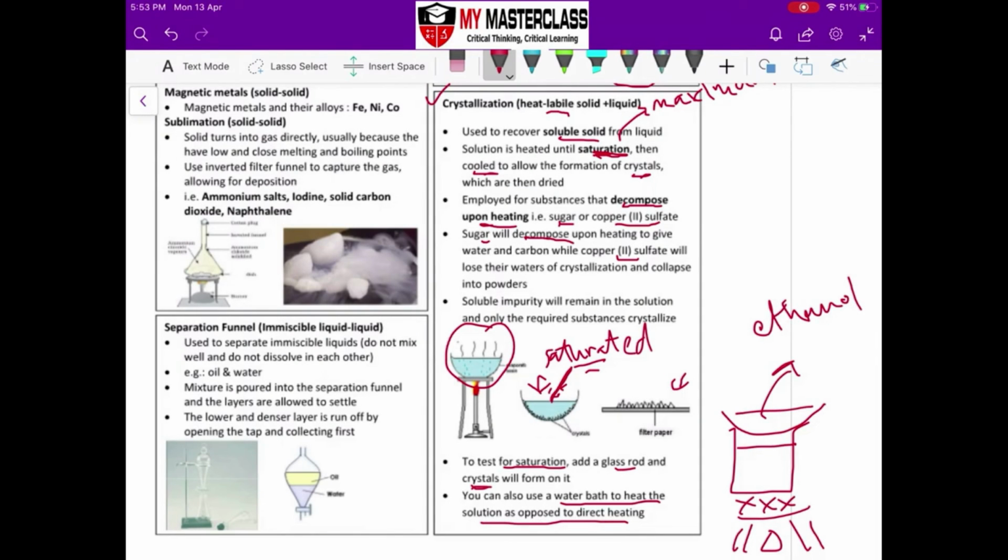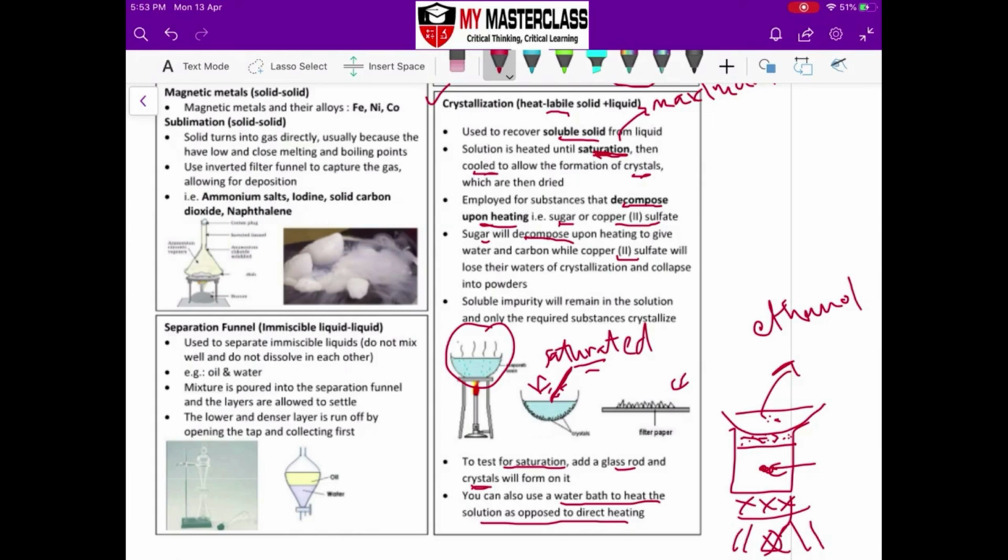You heat this water bath, and the water vapor that is created as it boils will be used to heat your ethanol. Once your water bath is boiling, it is better to turn off the Bunsen burner and just use whatever heat is there to heat the ethanol until it is saturated.